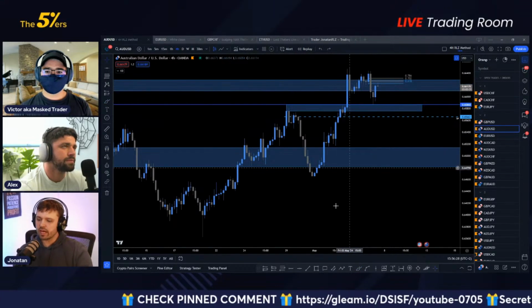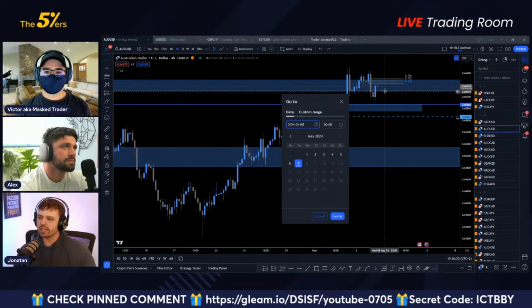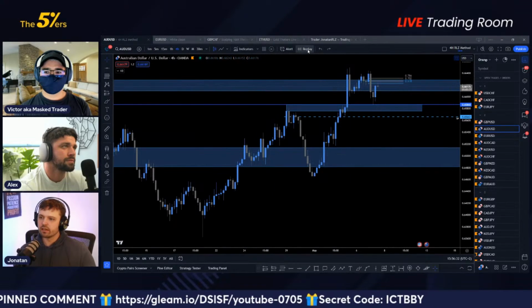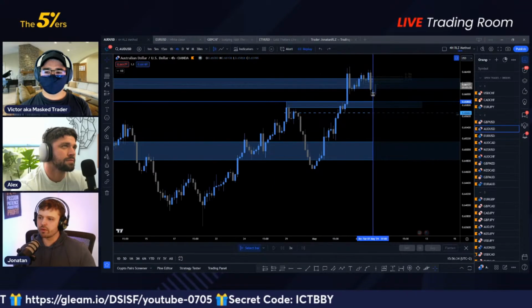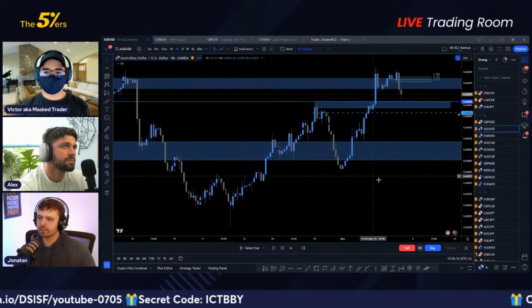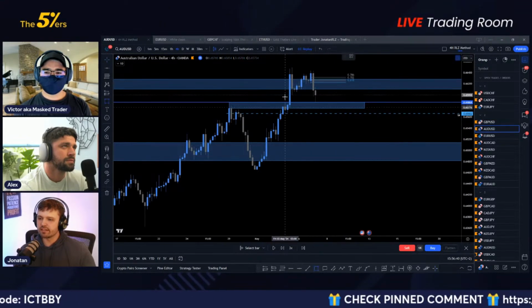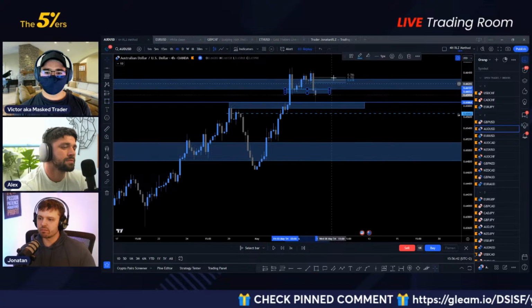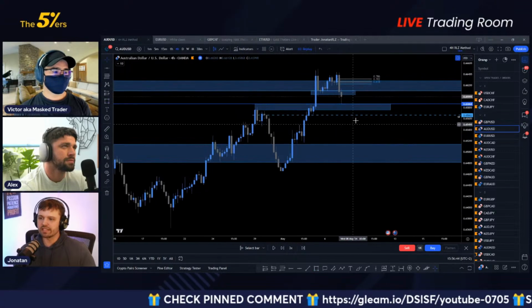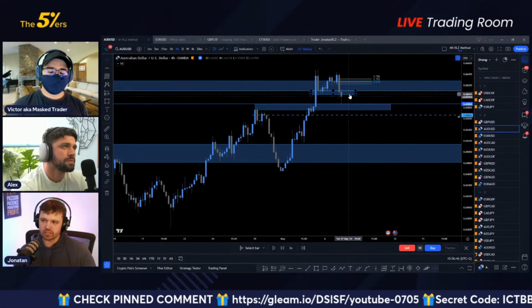However, if price action looked like this, and we had a level here, and there was a very clean and clear break and retest here on the lower time frames, yeah, that's my trade. That's definitely a trade I would take.